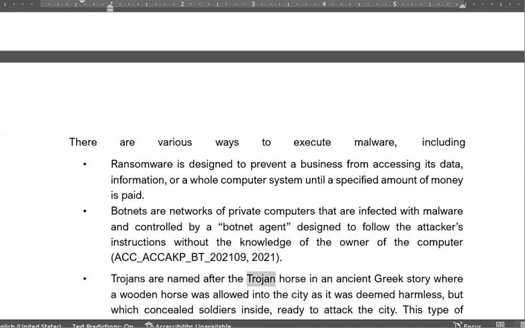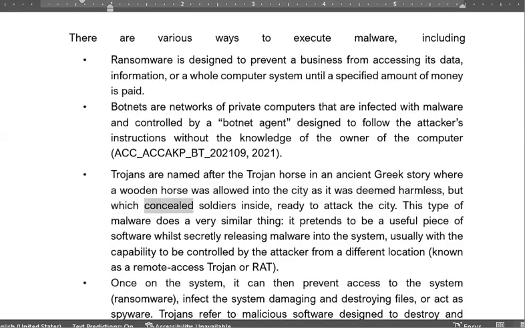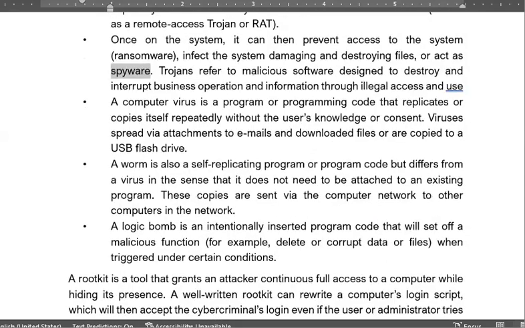Trojans are named after the Trojan horse in an ancient Greek story where a wooden horse was allowed into the city as it was deemed harmless, but which concealed soldiers inside, ready to attack the city. This type of malware does a very similar thing. It pretends to be a useful piece of software while secretly releasing malware into the system, usually with the capability to be controlled by the attacker from a different location, known as a remote access Trojan or RAT. Once on the system, it can then prevent access to the system, ransomware, infect the system damaging and destroying files, or act as spyware. Trojans refer to malicious software designed to destroy and interrupt business operation and information through illegal access and use.